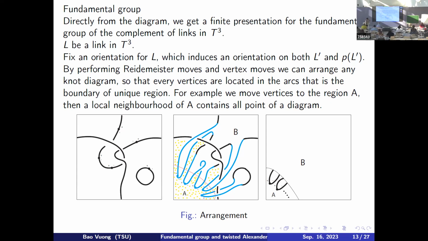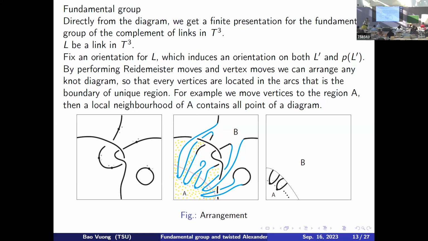In this picture, I just arrange every vertex in the region A, that is this yellow dot, and we arrange it in one logger space, say in the square diagram. By doing so, we can specify every assignment of arcs in this diagram with a unique element. That's going to be the generator of the fundamental group of the complement of the link in the three-dimensional torus.